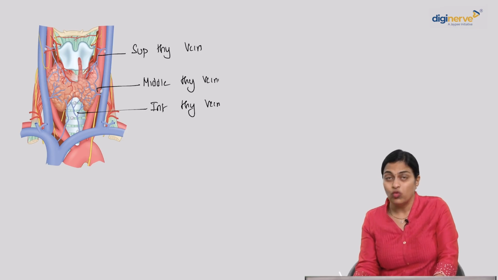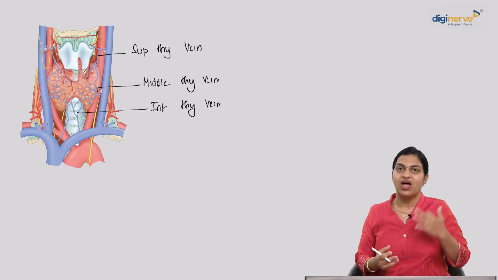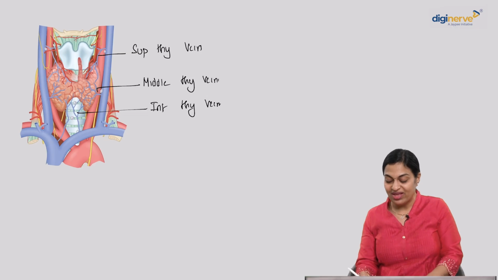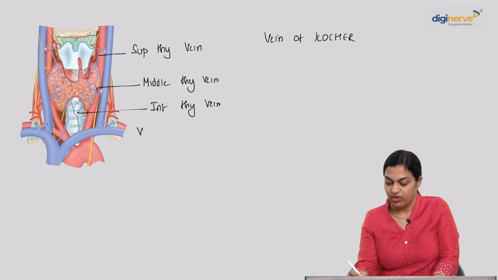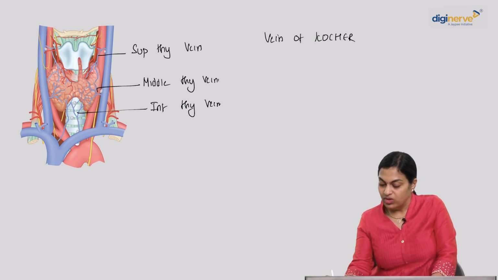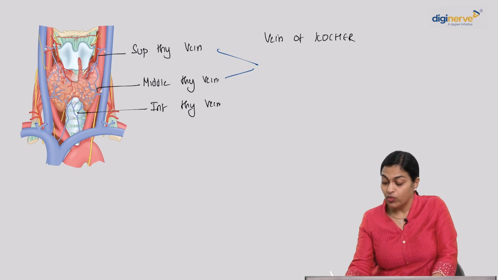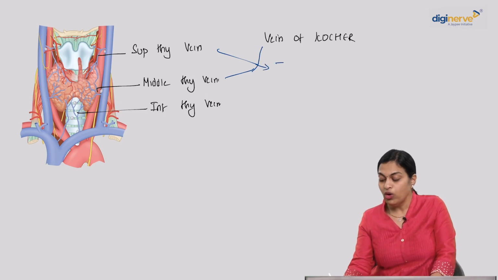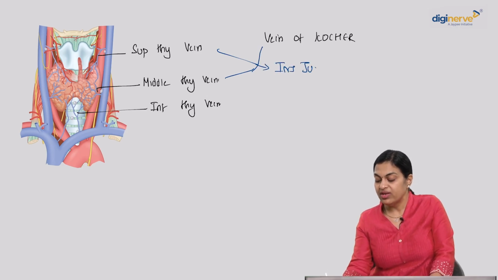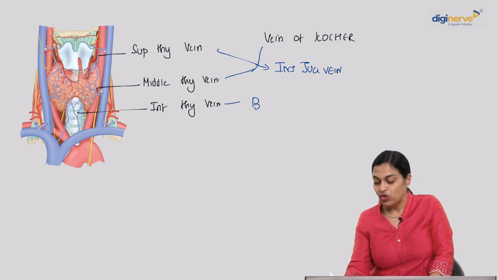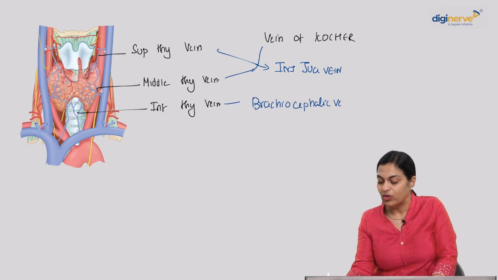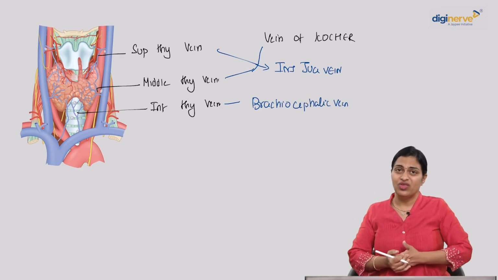So we saw that there is a superior thyroid artery, inferior thyroid artery, and sometimes the arteria thyroidea ima. Here sometimes there can be a fourth vein, the vein of Kocher. So the superior thyroid vein, middle thyroid vein, and the vein of Kocher all drain into the internal jugular vein. Whereas the inferior thyroid vein usually drains into the brachiocephalic, most commonly the left brachiocephalic vein. This is again another important MCQ.